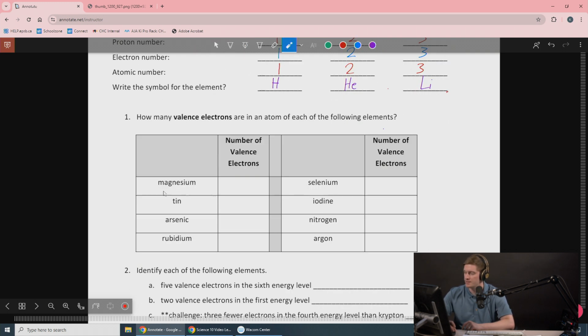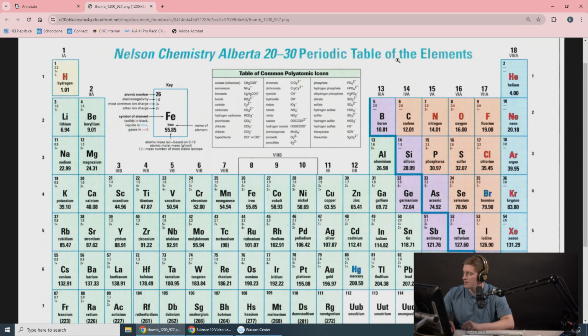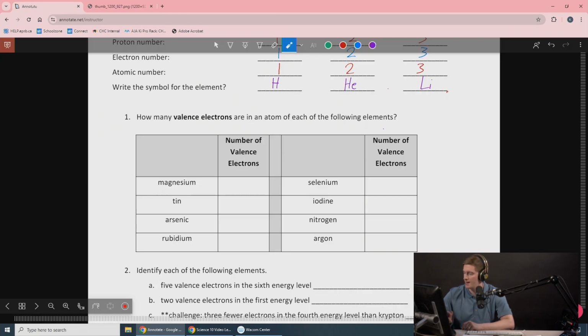The next question asks us how many valence electrons are in an atom of each of the following elements. So if you're looking here, we're going to be using the group number, the last number of the group number for these. So if you look, first question asks about magnesium. Magnesium's in group 2, so we're going to say it has 2 valence electrons.